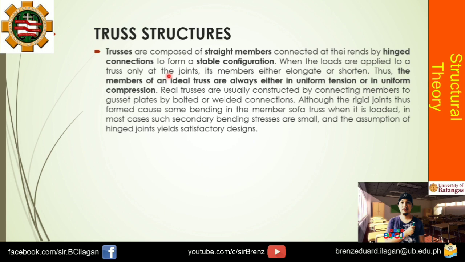A member either elongates or shortens. So if under tension, the member will have a tendency to elongate, and if under compression, that will make the member shorten. Review lang. Thus, the members of an ideal truss are always either in uniform tension or in uniform compression. Real trusses are usually constructed by connecting members to gusset plates by bolted or welded connection.